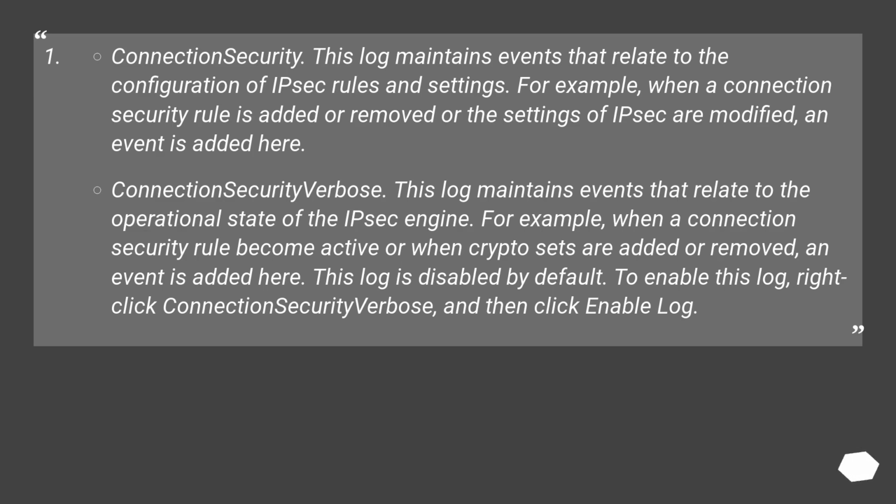Connection Security Verbose. This log maintains events that relate to the operational state of the IPsec engine. For example, when a connection security rule becomes active or when cryptosets are added or removed, an event is added here. This log is disabled by default. To enable this log, right-click Connection Security Verbose, and then click Enable Log.